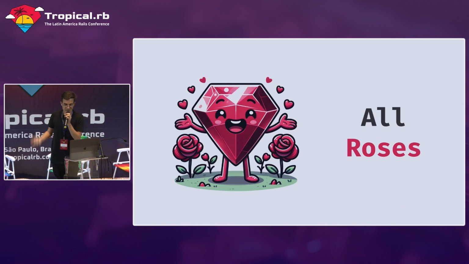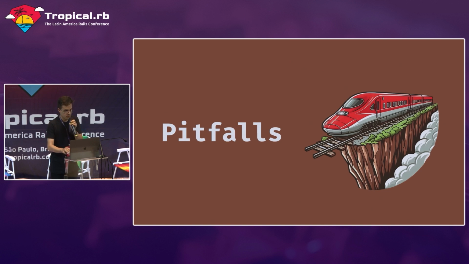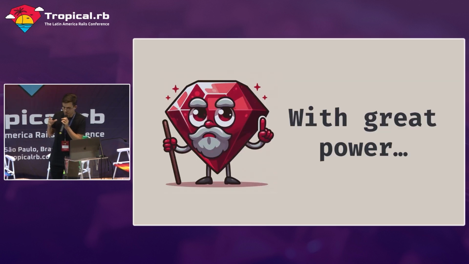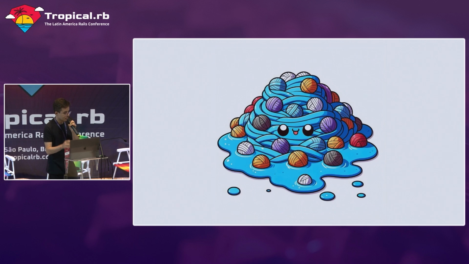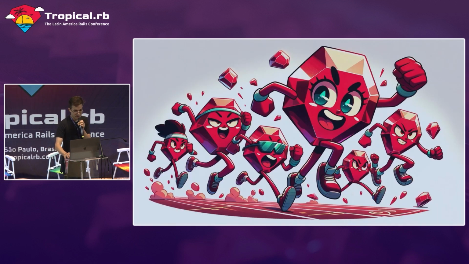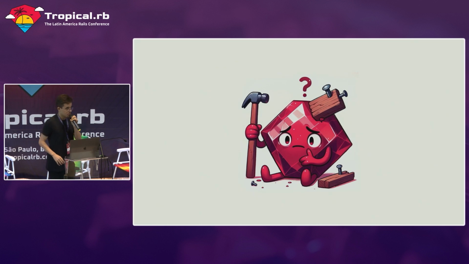I wish I could say that async programming was all fun and all roses all the time, but I need to talk about the pitfalls. And they all come down to this principle that with great power comes great responsibility. When you start writing async code, you have to think about async now. You have to think about the thread pool. You have to think about race conditions. And usually, we are just not used to doing that in Rails. So code can feel harder to understand now. Errors will become harder to debug. And it just might feel like you have less control over what's happening.